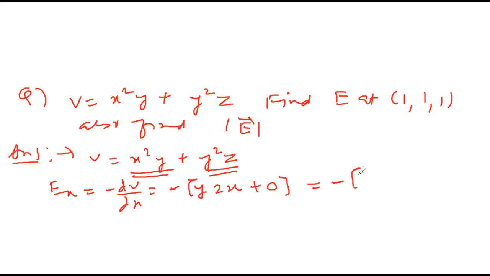Now we want the answer at 1 1 1. If I put the value of x as 1 and y as 1, what will I get here? Minus 2. 1 into 2 into 1 is equal to minus 2. Correct. Similarly, Ey and Ez, can you solve? Yes, sir. Try.